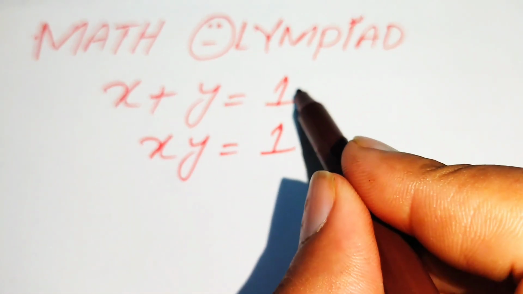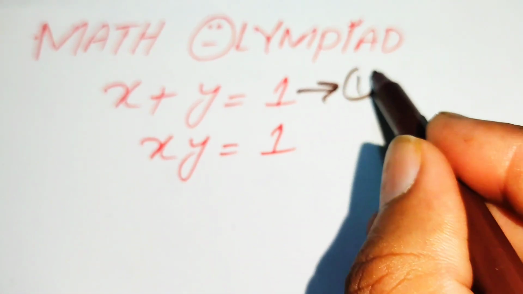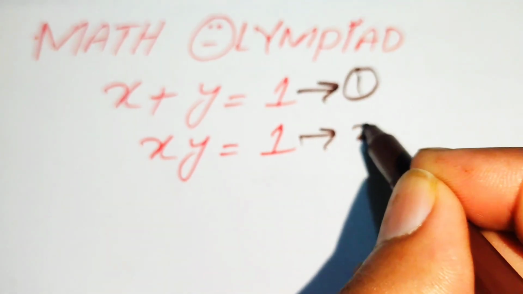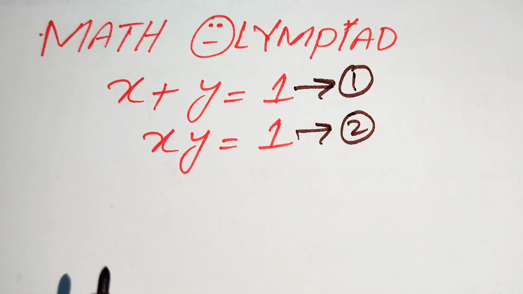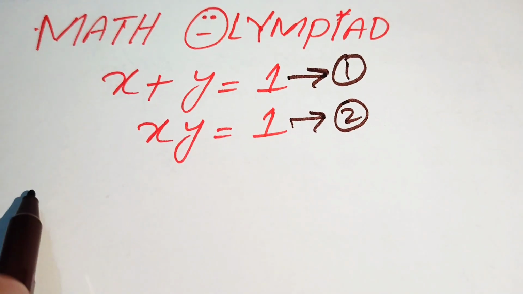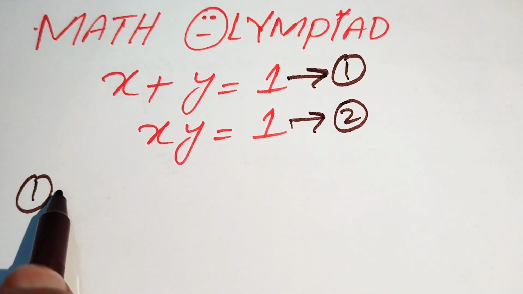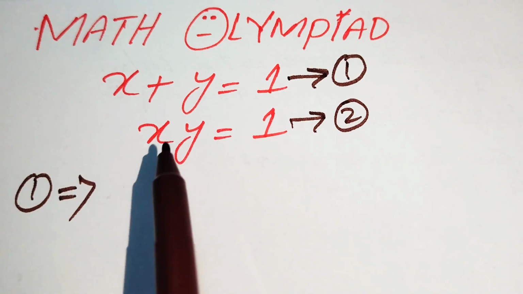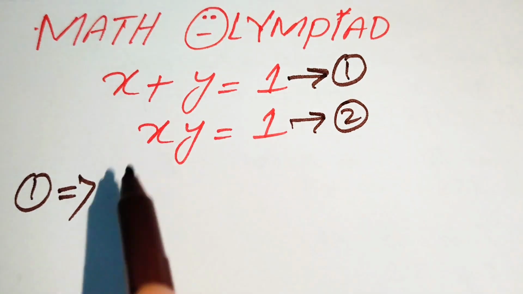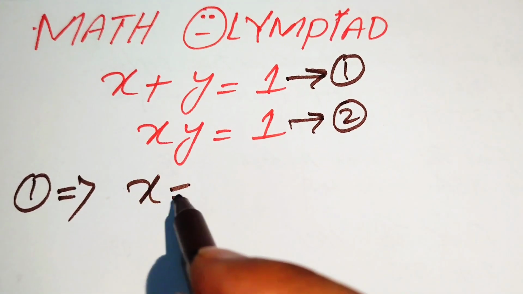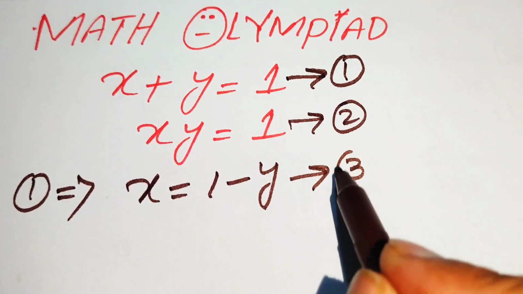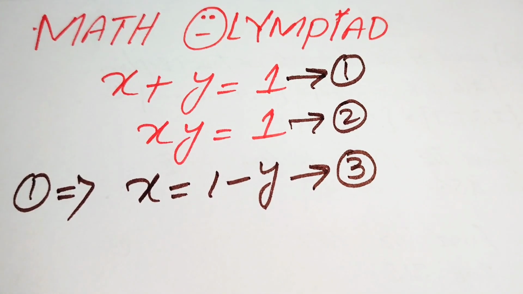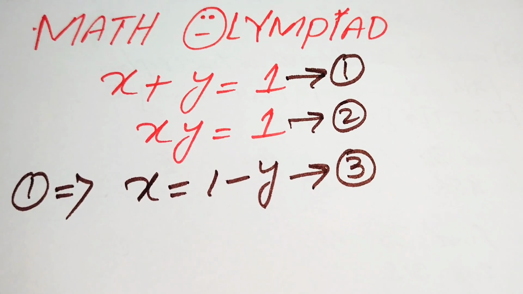The very first step we are going to do is to call this equation number 1 and this equation number 2. In the next step, we focus on equation number 1, which implies that we move this y to the right hand side, and it will be written as x equals 1 minus y. We call this equation number 3. And here we have these three equations, and we can solve them and find the values of x and y.